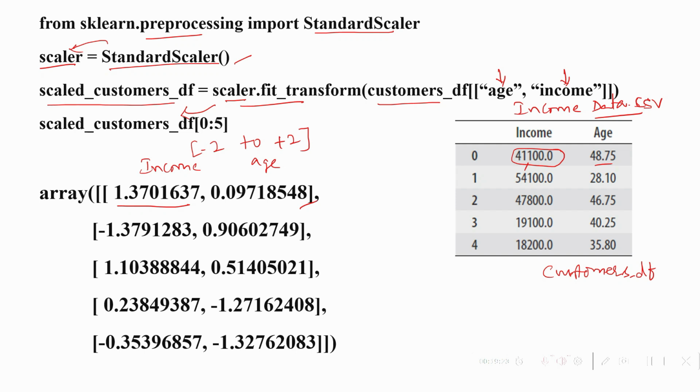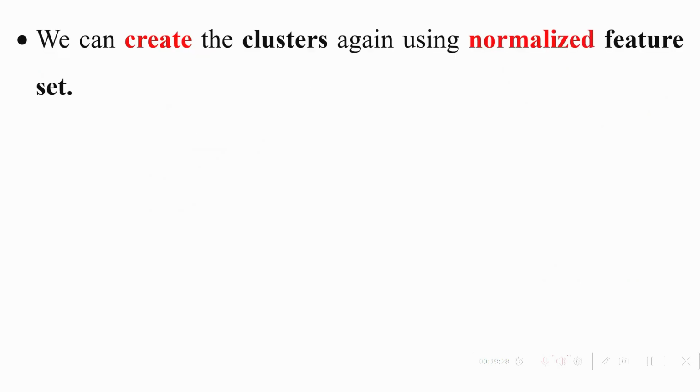So now we get the difference between the original dataset and the scaled, transformed dataset. Now we can create the clusters again using the normalized feature set. In the previous video we discussed clustering without applying feature scaling, on the original dataset, which does not give the class labels for the given dataset perfectly. So to avoid that, in this video we are applying the normalized features on the given dataset, and then applying the clustering algorithm.